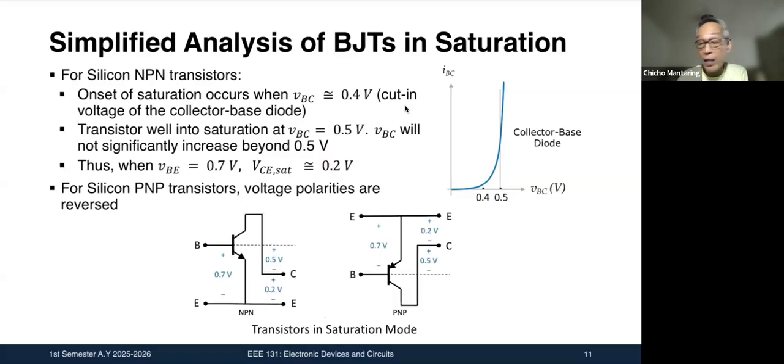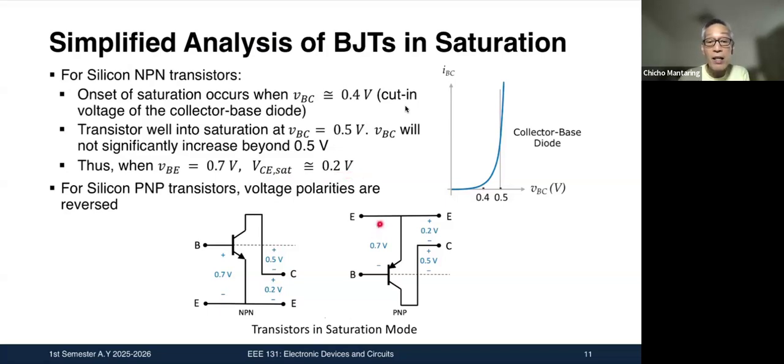So again, if you take a look at this from the perspective of the transistor, this is an NPN transistor. The voltage from here to here is 0.7. That's VBE. The voltage from here to here, from your base to your collector, is 0.5. This 0.5. Okay? And therefore, the voltage from your collector to emitter, what is left? 0.7 minus 0.5, what is left is 0.2. So this is what you call your VCE saturated.